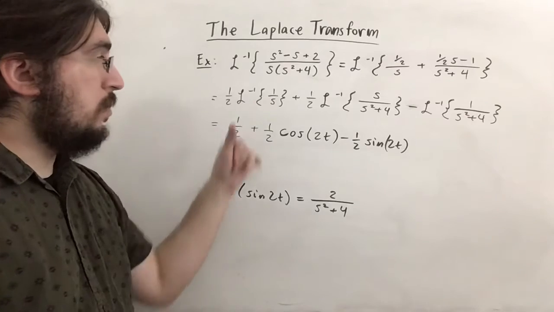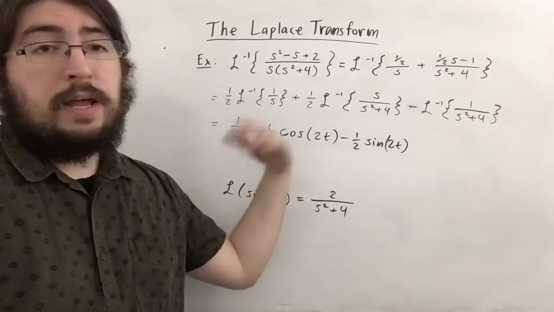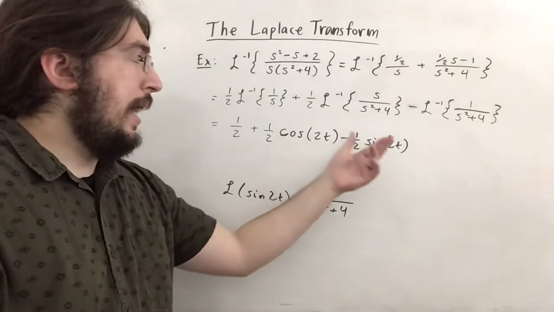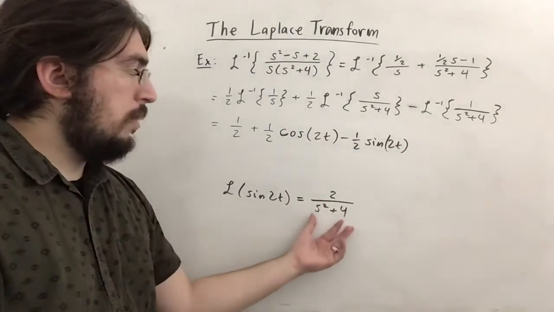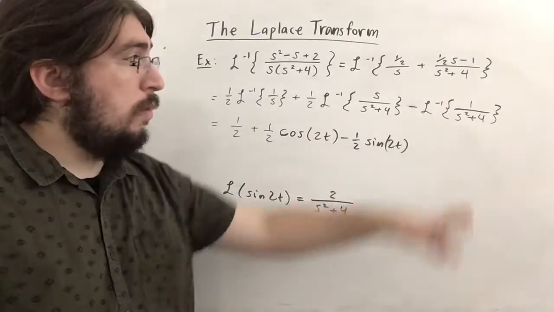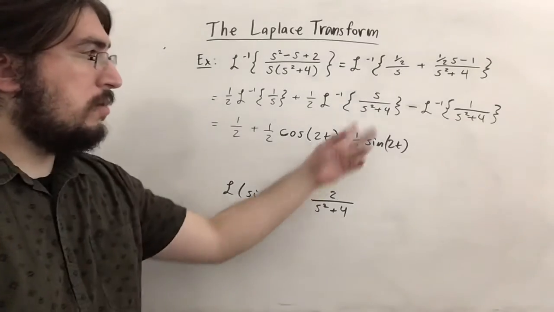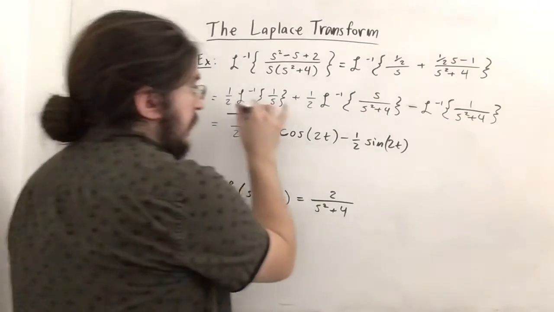Right, Laplace of 1 is 1 over s. Laplace of cosine of 2t is s over s squared plus 2 squared. And Laplace of sine of 2t is 2 over s squared plus 4. Bringing the 1/2 in, we'll cancel this 2 and just leave us with 1 over s squared plus 4. It was negative, of course, so it's negative. And yeah, so this is actually going to be our answer now.